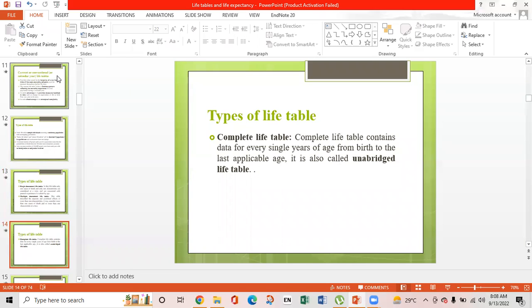A complete life table contains data for every single year of age from birth to the last applicable age. It is also called an unabridged life table.